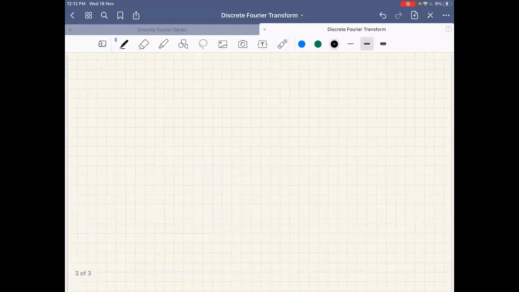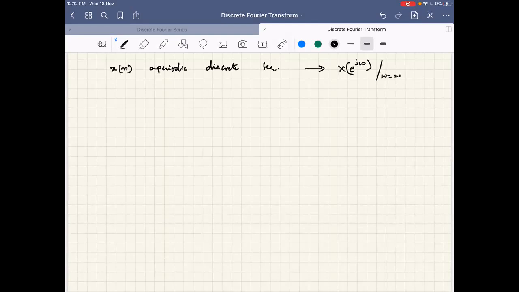In general, we started with some x of n, which is an aperiodic discrete sequence. Somehow we got x of e power j omega, and then we sampled it with the number of samples N equal to M. Under this special case, what we have got is x tilde of k with period N.